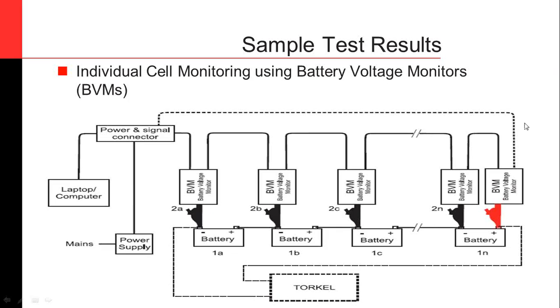The way ours is designed is you connect onto the negative terminal of each battery until you get to the final one, and then you connect onto the negative and positive. So you're reading the voltage between these two, which also takes into account any voltage drop that may be occurring across this strap. All of these then get connected back to the computer, and the torque, or the load tester, is also connected back to the computer, so you get your individual cell monitoring as well.